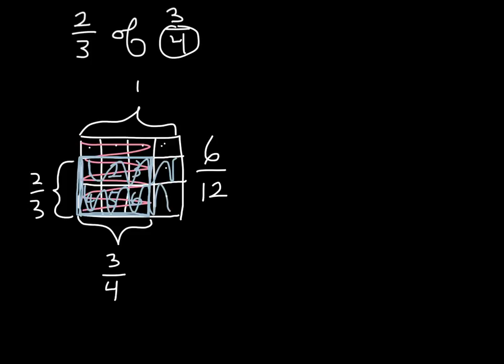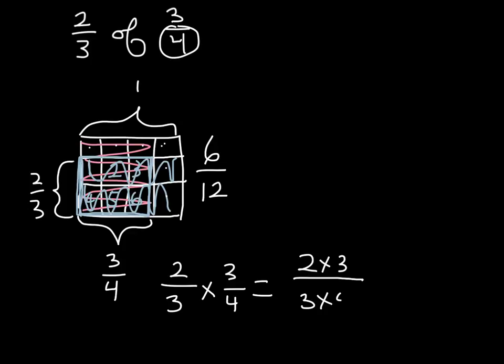What I need to do now is look at that 6/12 and make sure that it's in simplest form. But what I want to show you is when I multiply this way, 2/3 times 3/4, as you recall, we are multiplying the numerator by the numerator. So this really equals 2 times 3. And we'll multiply the denominator by the denominator, which is 3 times 4.